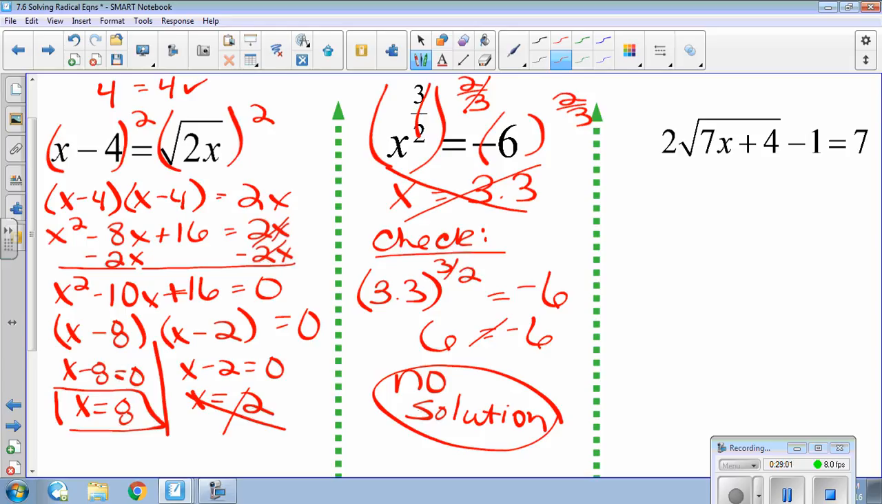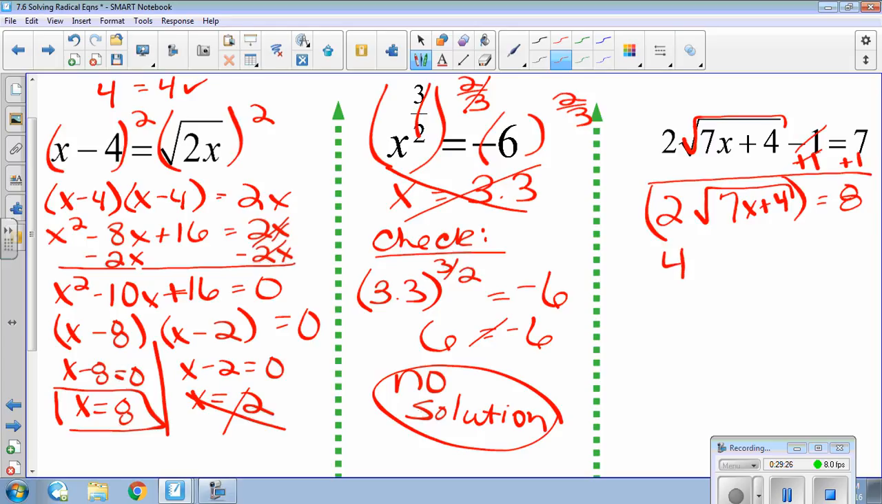For the last one, we need to get this by itself. So we're going to add 1 to both sides. So you have 2 times the square root of 7x plus 4 equals 8. You have two options right now. You can square both sides. And if you square both sides, you would end up with 4 times 7x plus 4 equals 64. There's nothing wrong with that, okay?